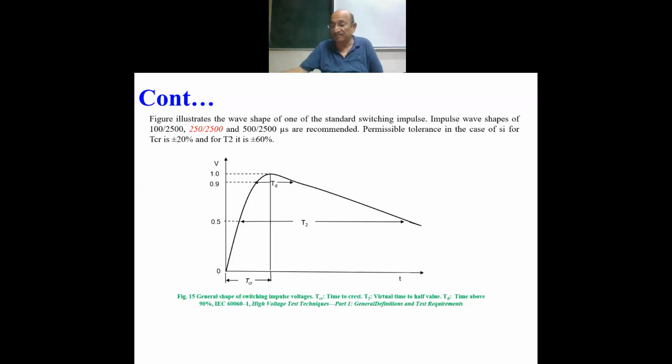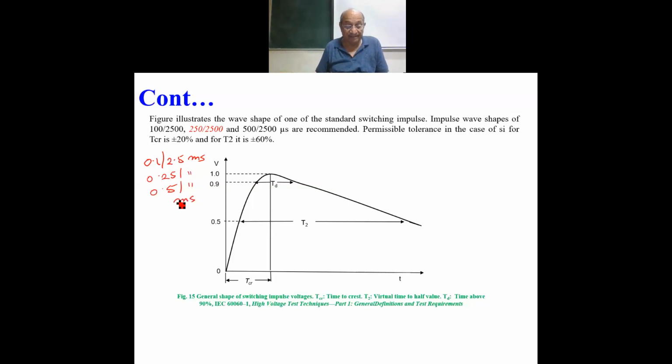Something very interesting, as you see here, the lightning impulse wave is 1.2 by 50 microseconds. So you can say its total duration is in microseconds. But when you convert the switching wave shape into milliseconds, this will work out to be 0.1 by 2.5 milliseconds. And the other one, 250, will be 0.25, and the third one 0.5, oblique the same 2.5 milliseconds.